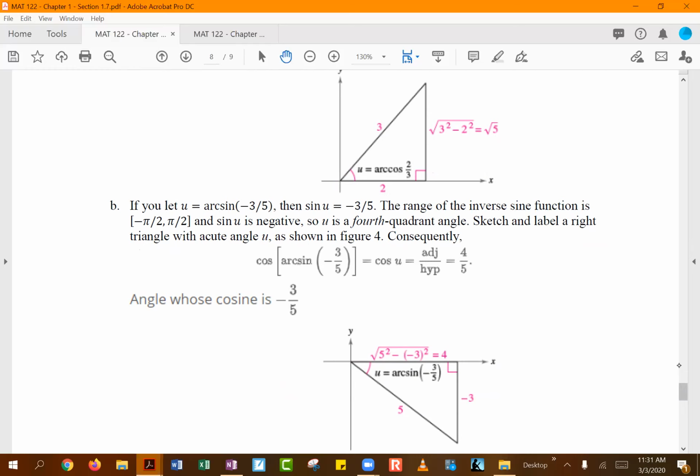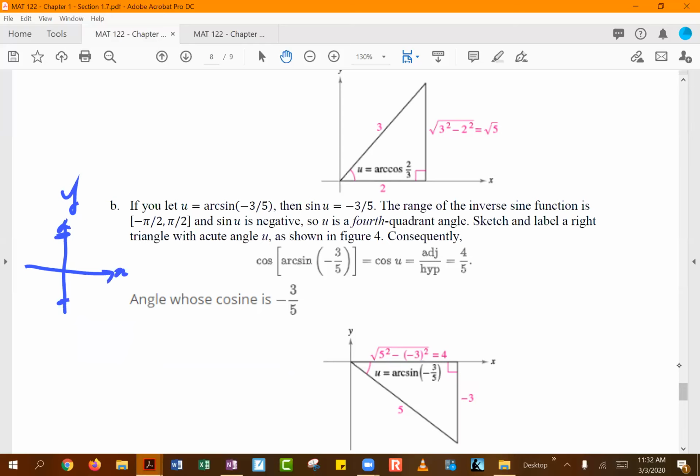The range of the sine function actually goes from -pi halves to +pi halves. So again, think about it. Your positive pi halves is going to be right here, right? Going counterclockwise. No, sorry, going clockwise, we would have negative pi halves here. So this is going to be the range of our inverse sine function.